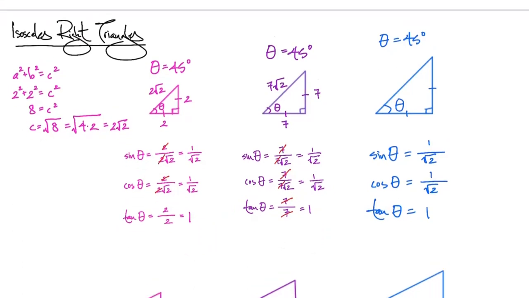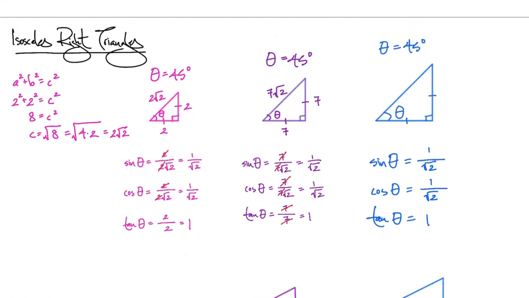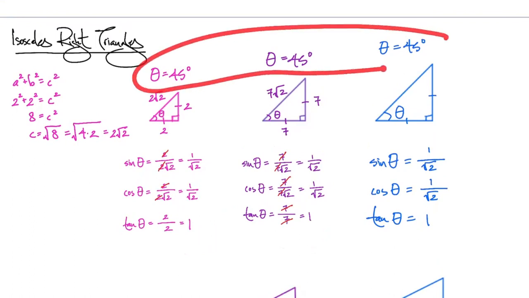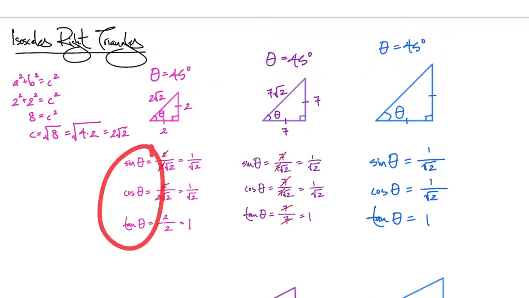So one of the things I really want us to take away from this particular exercise is that no matter how big or small the side lengths are in your triangle, what matters most is exactly what Ellie said. What matters most is the angle, the size of the angle. The size of the angle tells us about sine, cosine, and tangent.